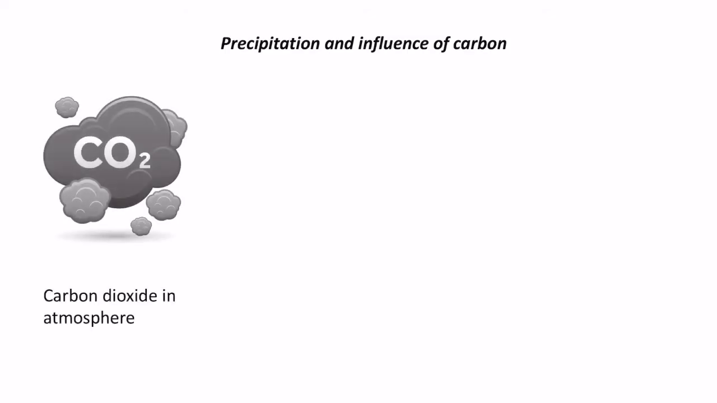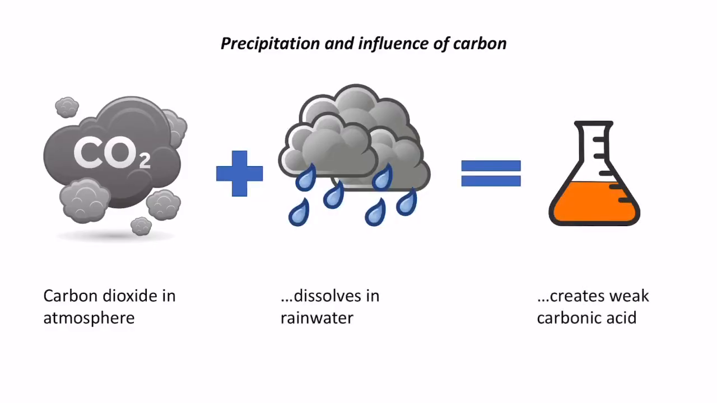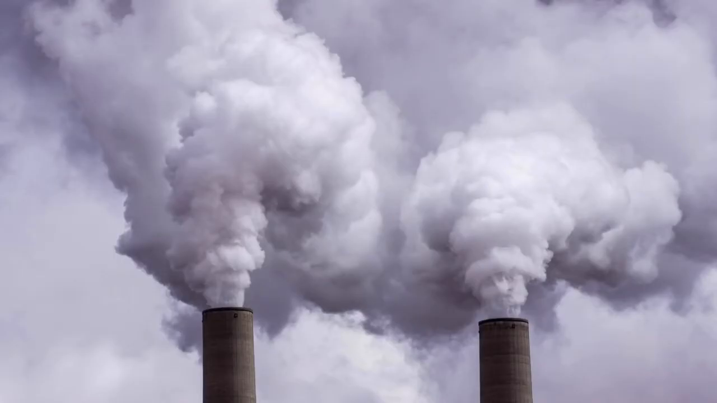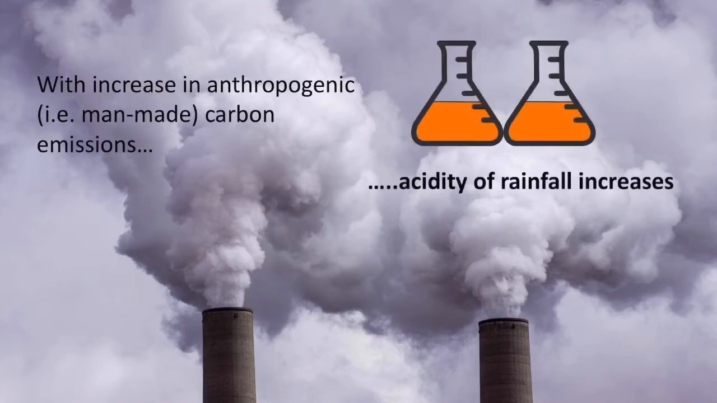The next process I want to consider is precipitation and the influence that carbon has on it. Carbon dioxide in the atmosphere, when it dissolves in rainwater, creates what we call a carbonic acid, a weak carbonic acid. And this can have a big impact in the carbon cycle. As we are putting more CO2 into the atmosphere by burning fossil fuels, what we call anthropogenic, man-made, carbon emissions, that means that rainfall is going to have more carbon dissolving in it, and therefore is going to become more acidic. This then goes on to have knock-on effects on other parts of our system.